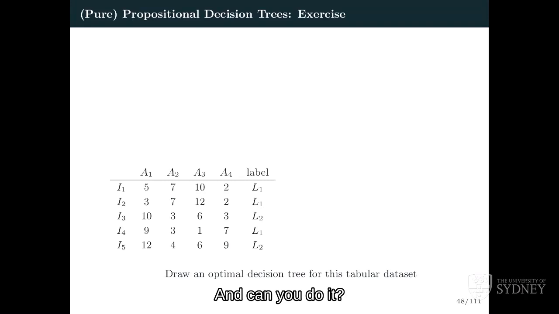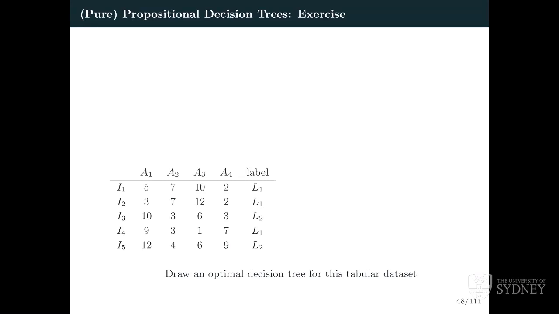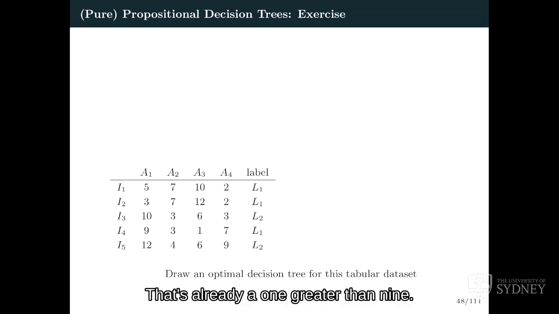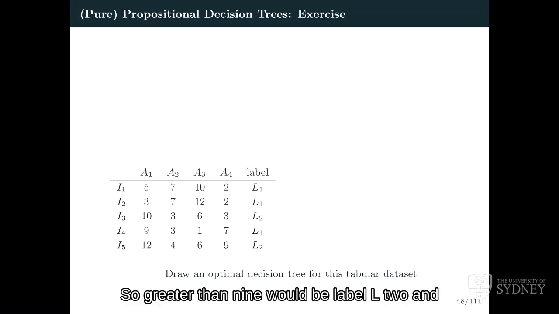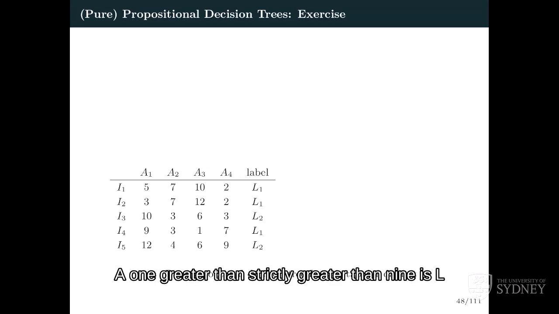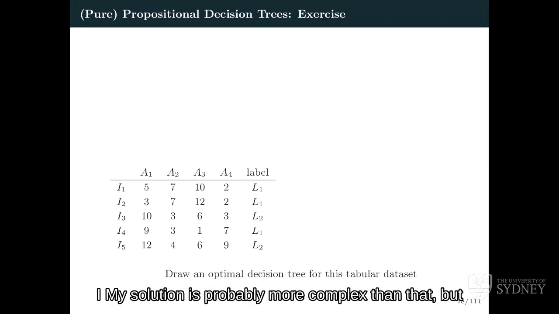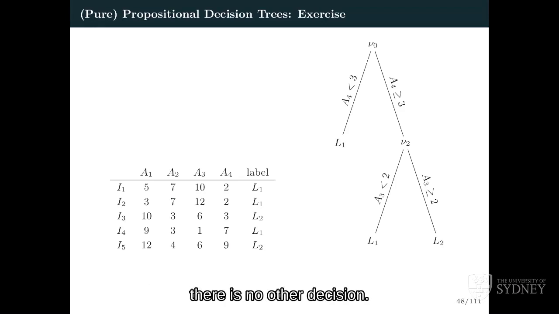Can you do it? And what is an optimal decision tree here? A1 greater than 9. That's it. Already? A1 greater than 9? A label with what label? So greater than 9 would be label L2, and less than 9 the other. It's probably right. A1 strictly greater than 9 is L2, and everything else is the other label. Yeah, you're probably right. My solution is probably more complex than that, but there is no other decision. Probably yours is minimal. Okay. Good. So we know exactly what we are talking about here.